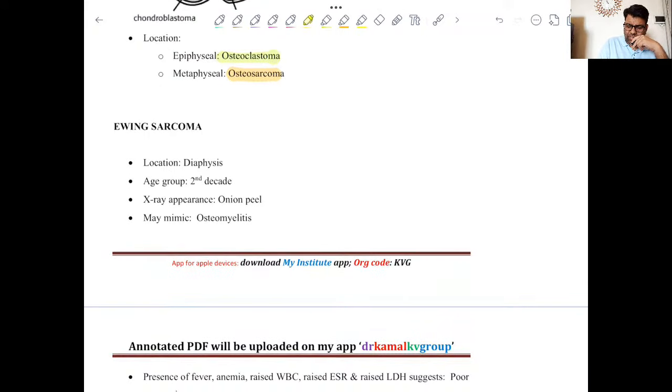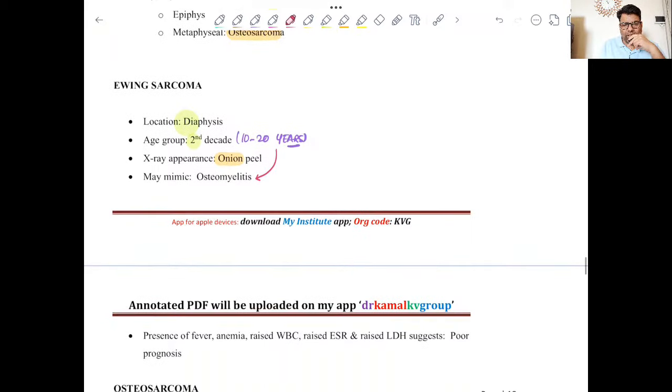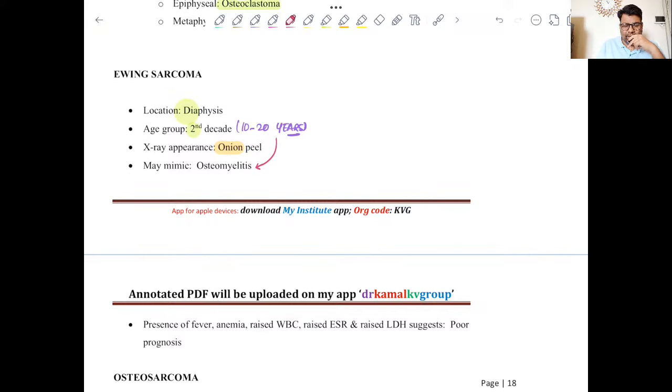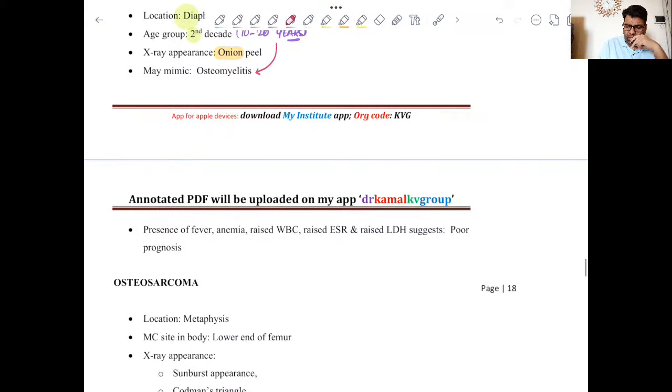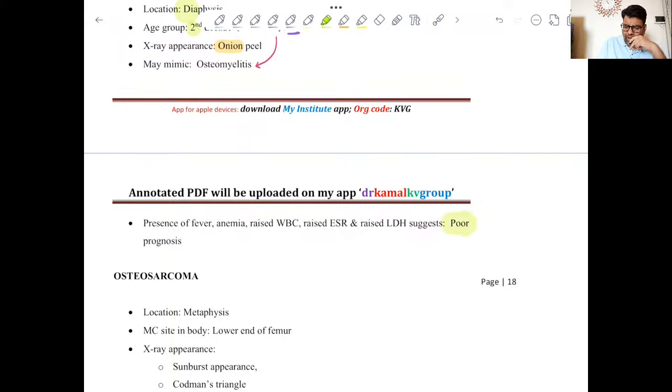So Ewing sarcoma is diaphyseal, especially seen in the second decade, that is in the age group of 10 to 20 years. The X-ray we have already discussed, it will show onion peel appearance, and sometimes the condition is confused with osteomyelitis because the age group is the same, the clinical presentation is the same, that is pain, fever, swelling, and the location, that is the lower thigh. So at times we get confused whether the case is Ewing sarcoma or osteomyelitis. Now there are certain factors which indicate poor prognosis, like anemia, raised WBC, ESR, and raised LDH.